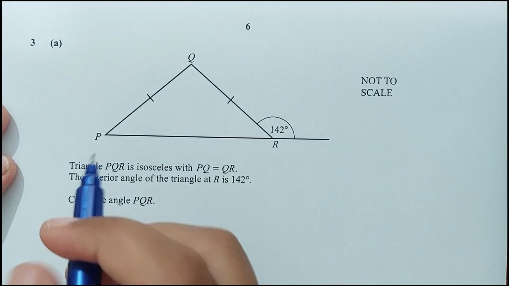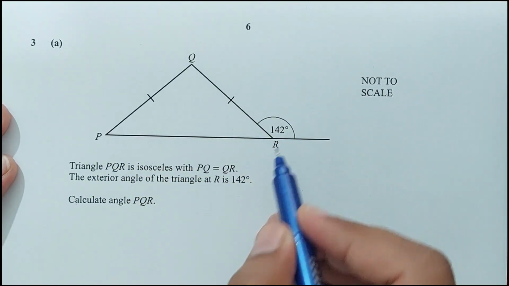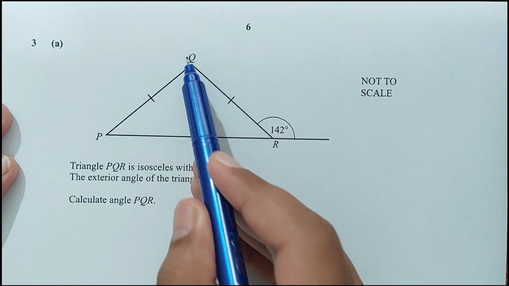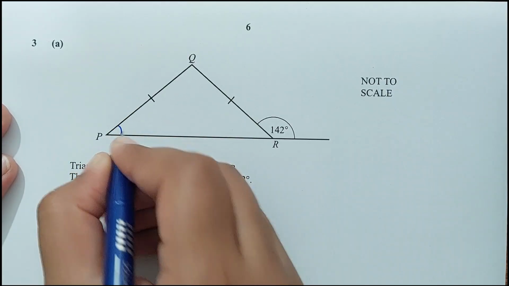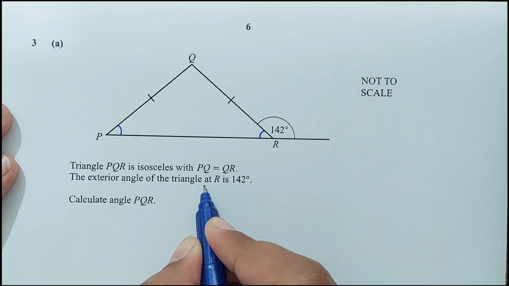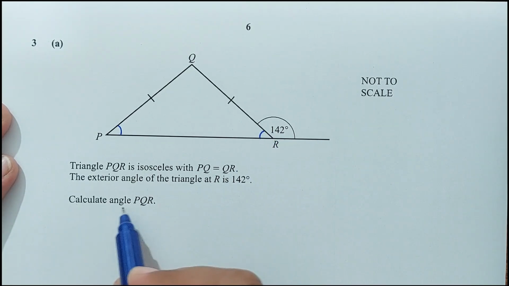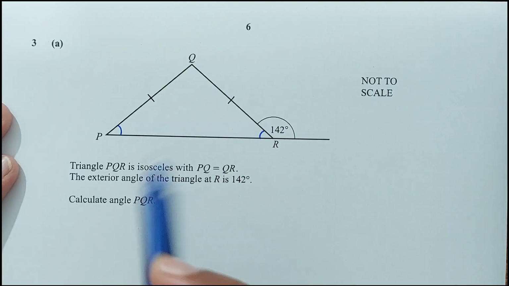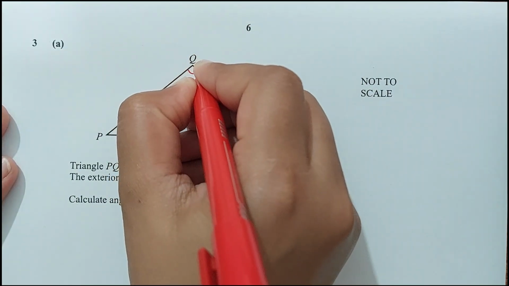Question number 3, part A. Triangle PQR is an isosceles triangle with PQ equal to QR. Okay, the two sides are the same. It means these two angles are the same. The exterior angle of the triangle at R is 142 degrees. Calculate the angle PQR. This angle we have to calculate.